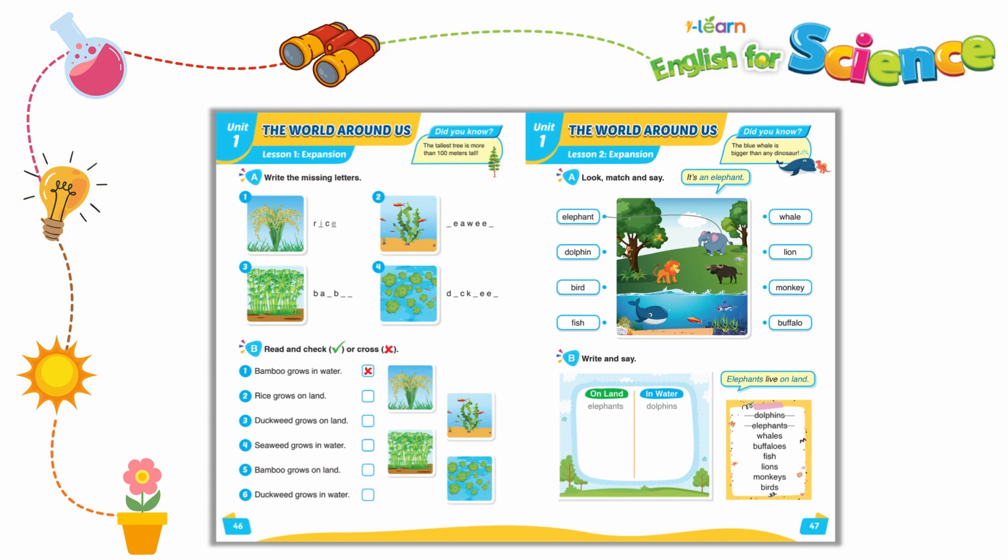And for extra practice, expansion pages at the back of the book add fun facts and new ways to learn at home or in class.